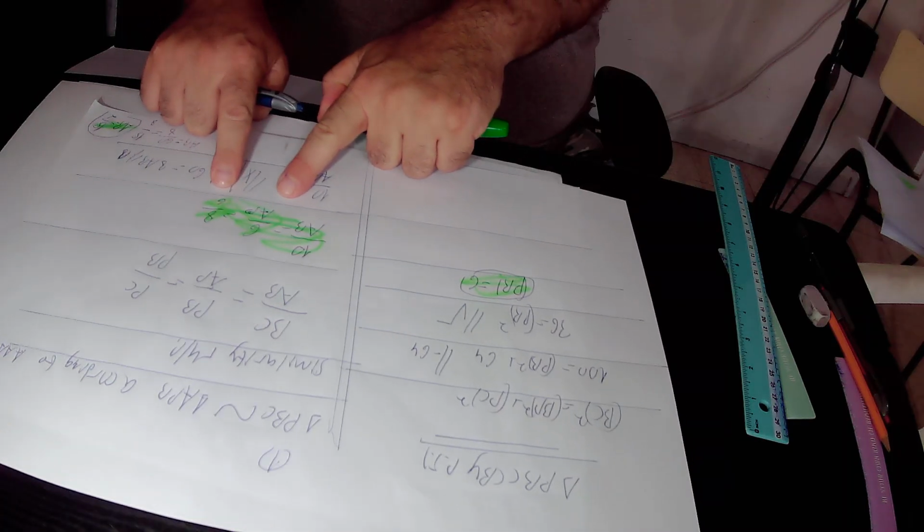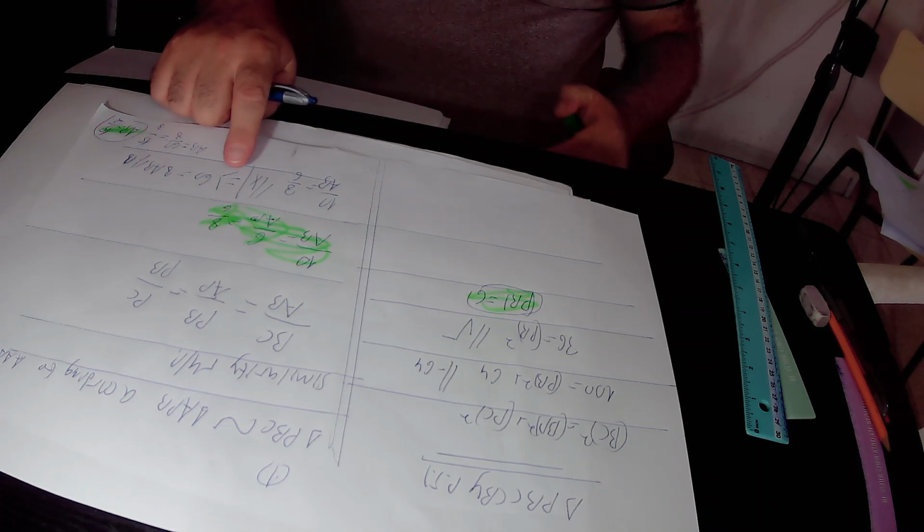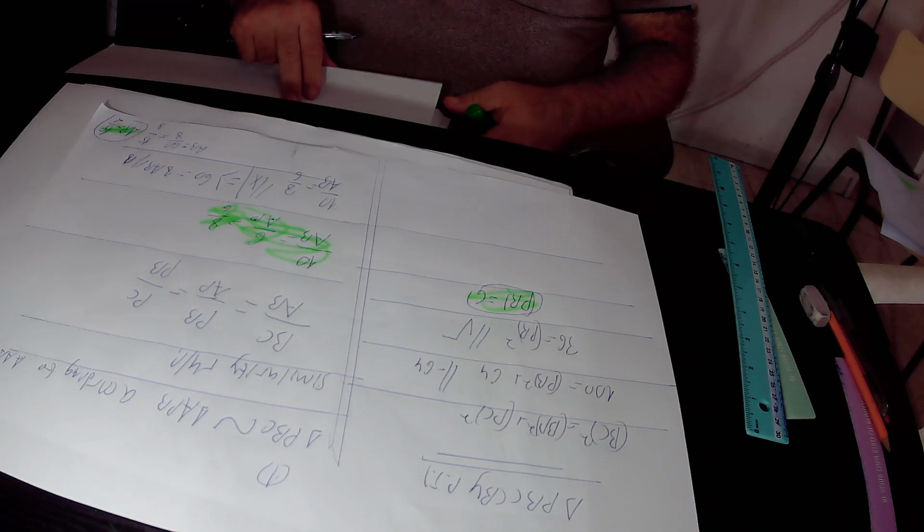Those two expressions are also equal to each other. So we get the second equation from those two expressions. According to the second equation, we get that 6 over AP equals 8 over 6.